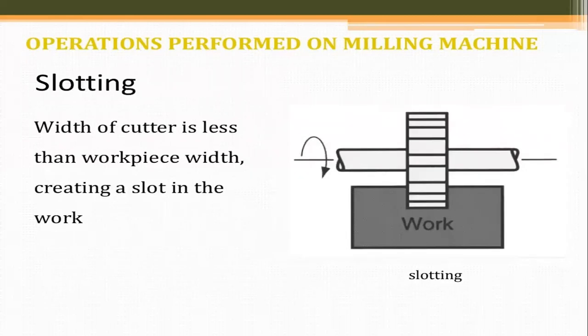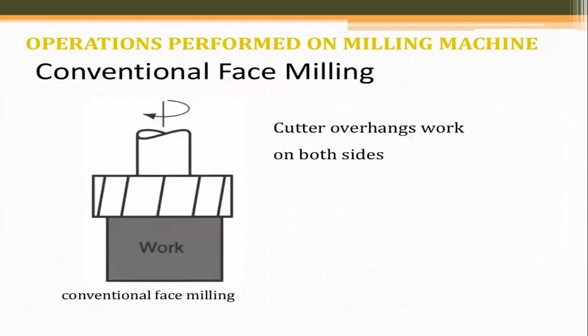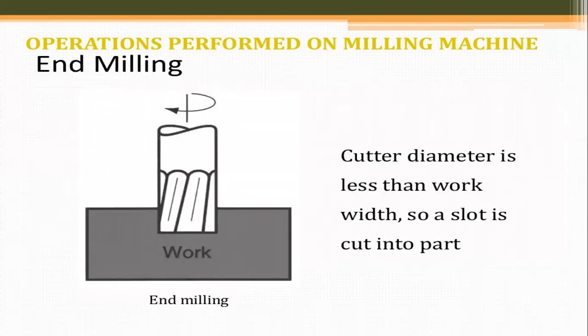Slotting. The width of the cutter is less than the workpiece width, creating a slot in the work. If we need a keyway or a slot, for that kind of operation we go for slotting. Conventional face milling. The cutter overhangs the work on both sides. The cutter will be overhanging on the workpiece, and when the cutter is started, the operation begins and the finishing on the face will be obtained. End milling. The cutter diameter is less than the work, so a slot is cut into a part. For cutting a keyway or slot, we will go for end milling.